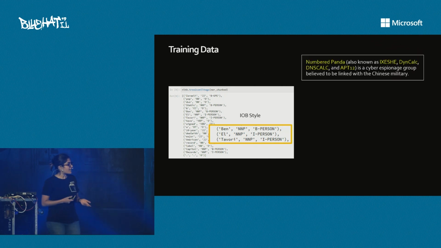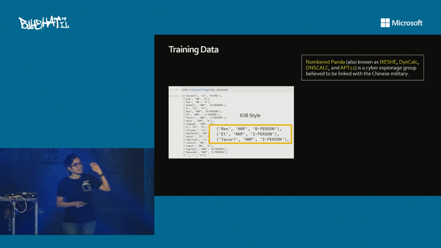This is how we did the tagging. We use the IOB style, which is inside, outside, beginning. It's very common in natural language processing-based tasks. So here you can see that Benel Tavori is a whole phrase that indicates one person. So the first token in that phrase will be tagged with a B-person tag, and all the subsequent tokens in that phrase will be tagged with I-person, and so on. I meaning inside and B indicating beginning.